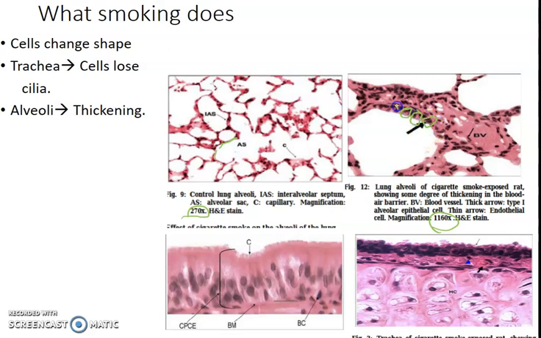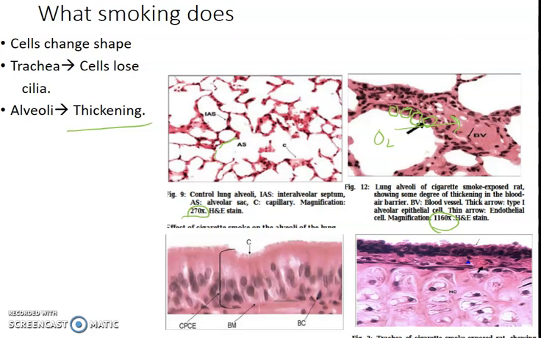Those are cube-shaped cells. What did I say the problem was with changing from a flat cell to a cube-shaped cell? It is a lot harder for oxygen to diffuse into the blood vessel. So that's what smoking does to your lungs: it changes the epithelial, it becomes more cuboid. So it thickens, decreases the oxygen going across, and you have less blood oxygen.